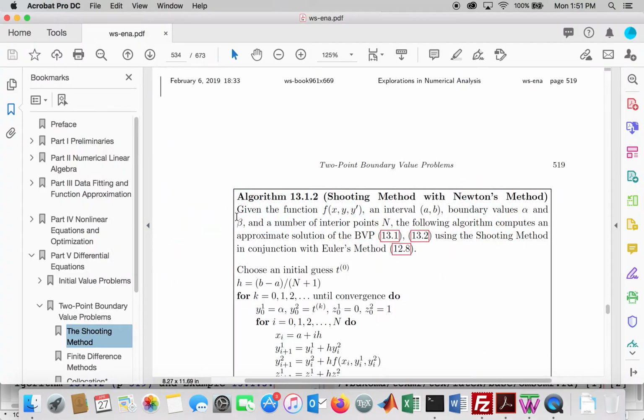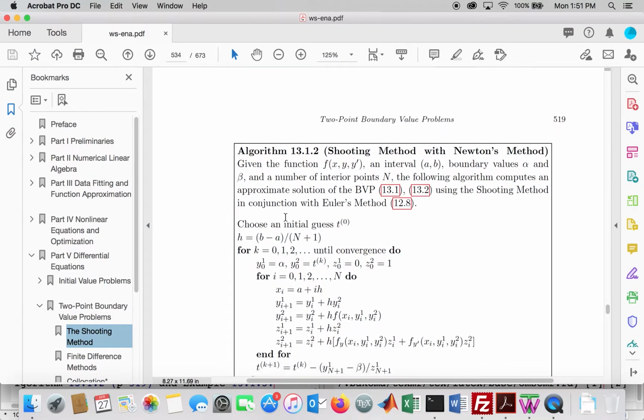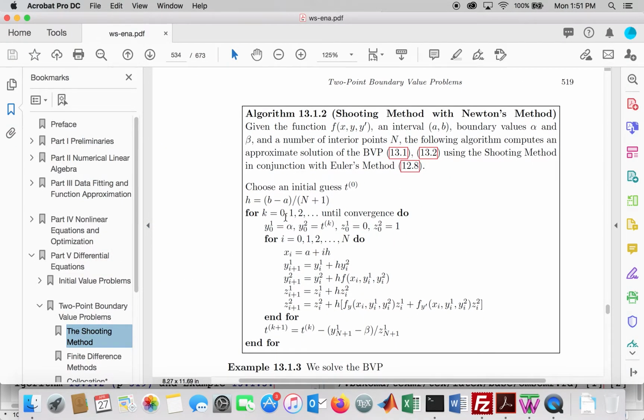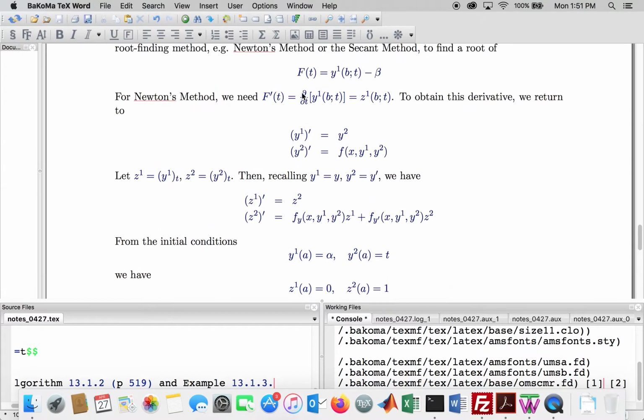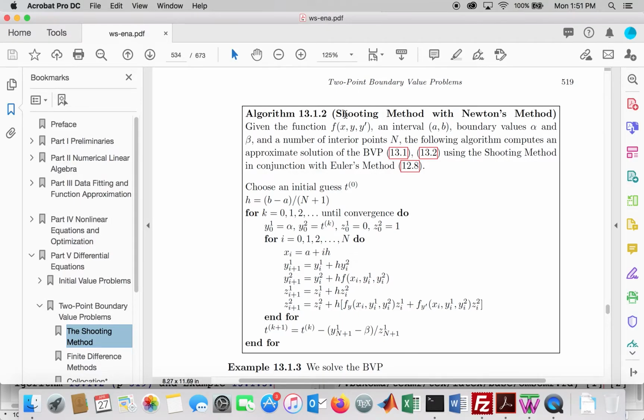Thankfully, I'm almost done. Okay, so this is the whole algorithm, a shooting method with Newton's method. So I want to explain the steps that are given here. So we're trying to solve this nonlinear equation, f of t equals 0. So we need an initial guess for a value of t. And the subject of initial guess is taken up in a homework problem.